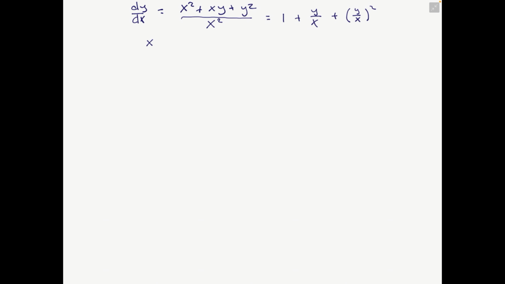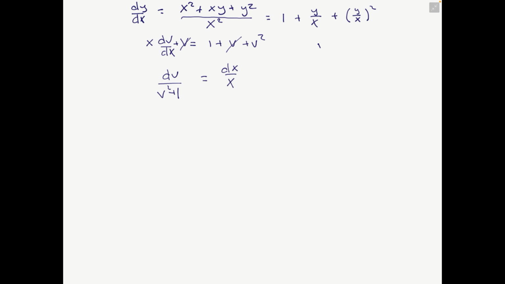Convert: x dv/dx is equal to 1 plus v, which is 1 plus v plus v squared. Okay, so these cancel. We have dv on v squared plus 1 equals dx on x. So in this we can use a trig substitution.